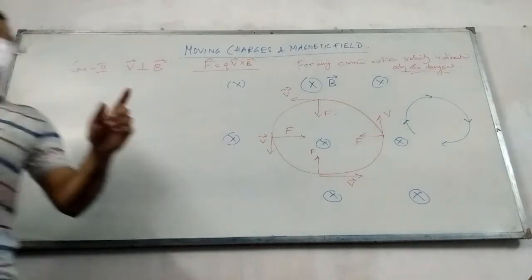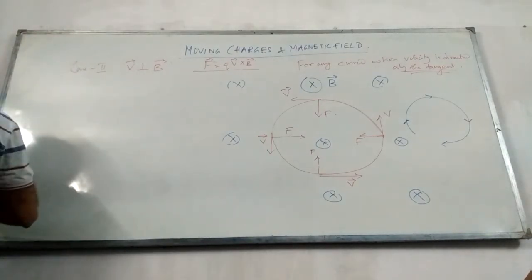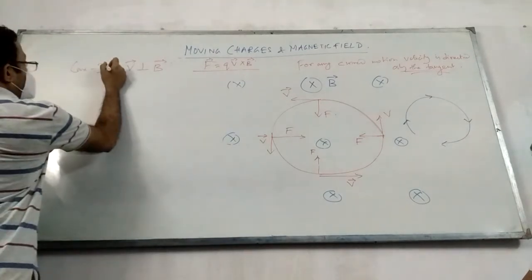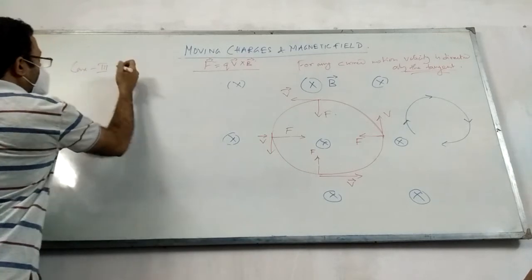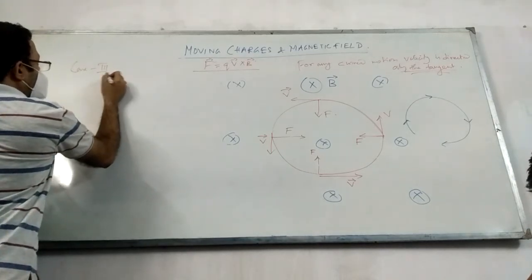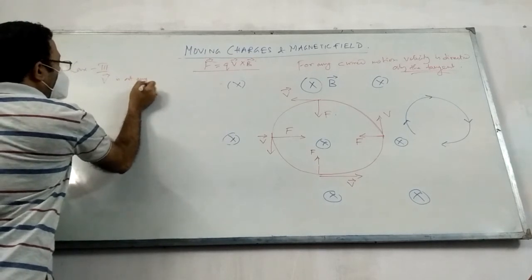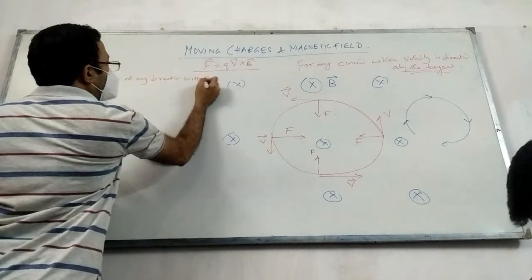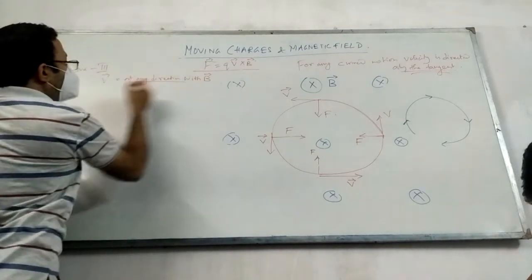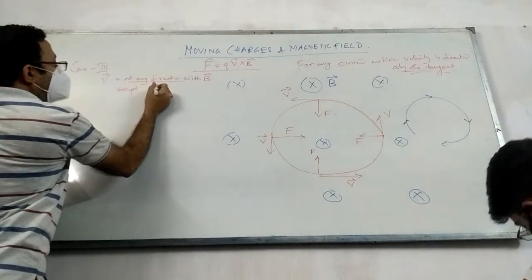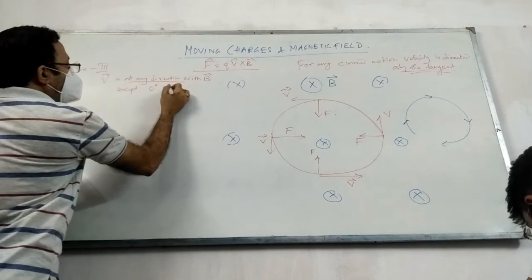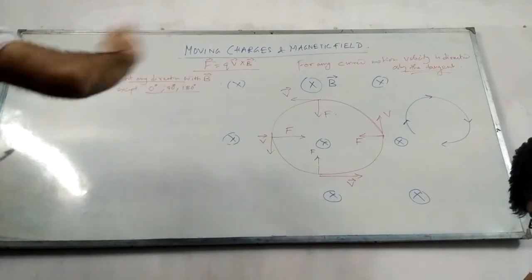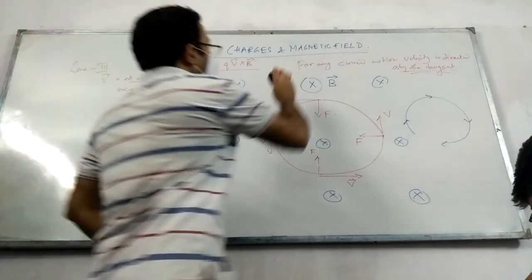Well, just write this down, case 3. So what is case 3 saying? Case 3 কি বলছে? Case 3 বলছে let us take any direction. V is at any direction with B, except 0 degree, 90 degree and 180 degree. 0 degree, 90 degree, 180 degree ছাড়া any direction. তাহলে কি হবে?